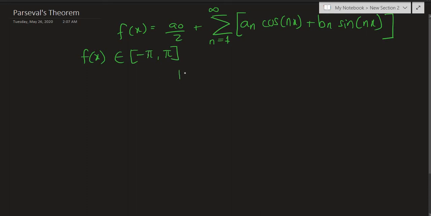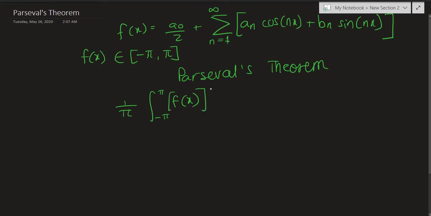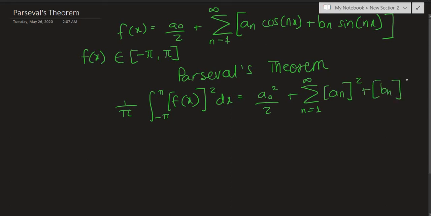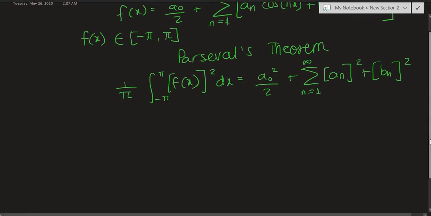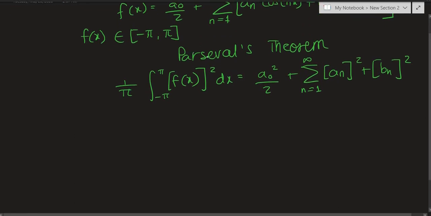So by Parseval's theorem, 1 over pi times the integral from negative pi to positive pi of f of x, the whole thing squared dx, is nothing but a naught squared by 2 plus sum from n equals 1 to infinity of a sub n squared plus b sub n squared. So that's basically Parseval's theorem on your discrete Fourier series.